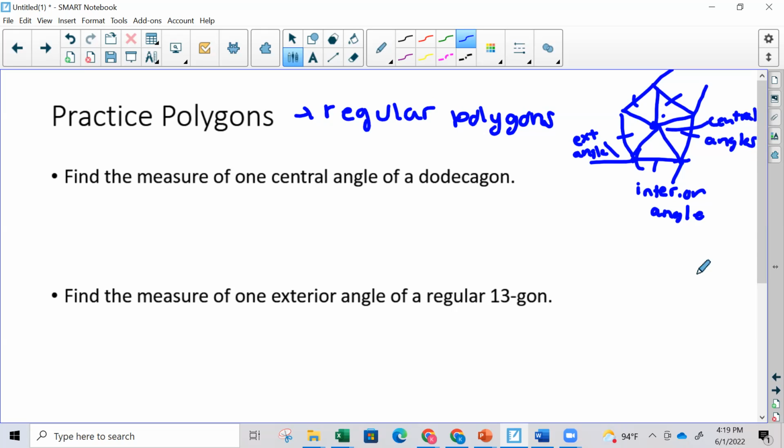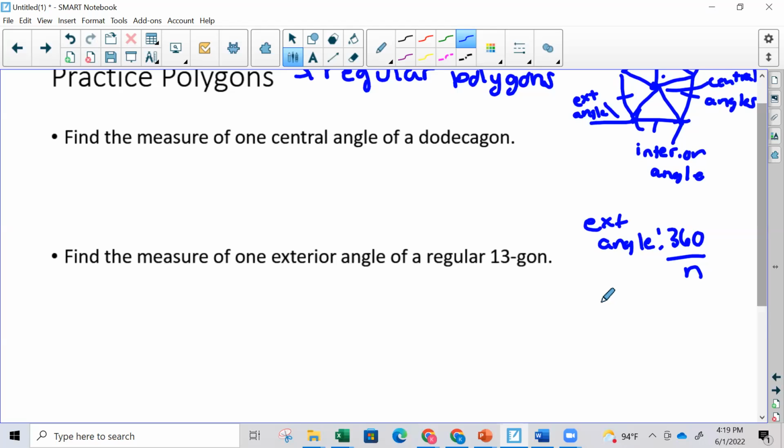And our formulas, as just a review. Let's start with the exterior angle, because it's a little bit easier to find. It's 360 divided by n, which is the number of sides. The central angle is always equal to the exterior angle. So it's the same thing, 360 divided by the number of sides.